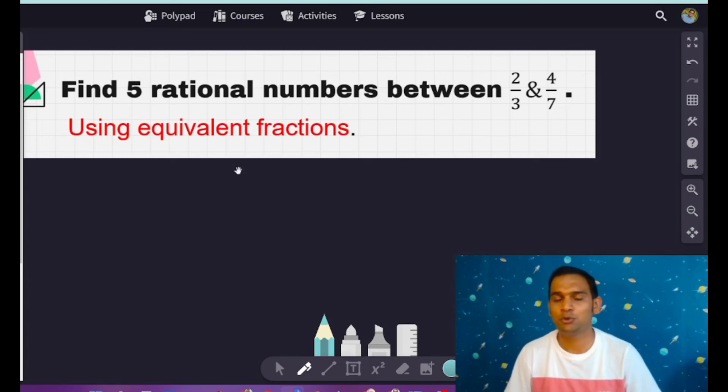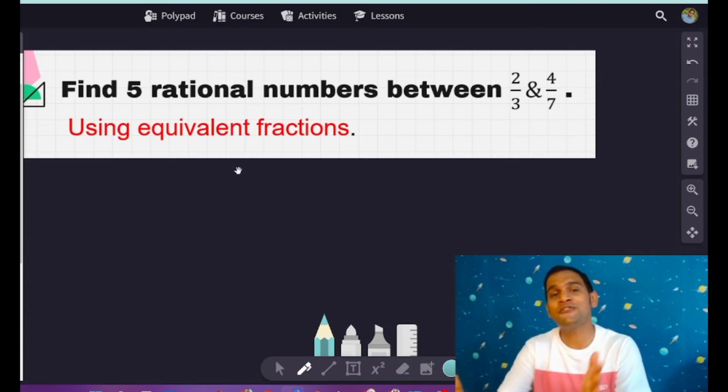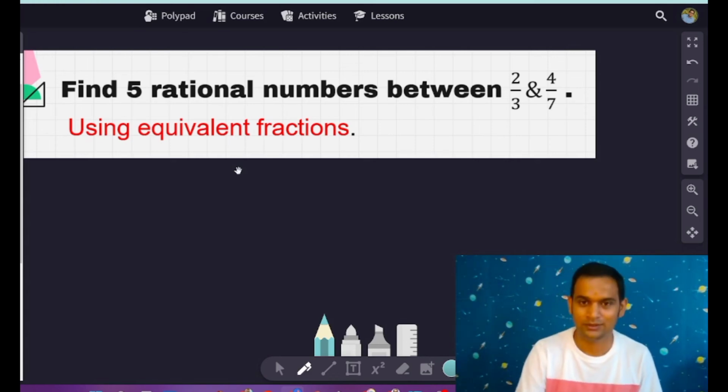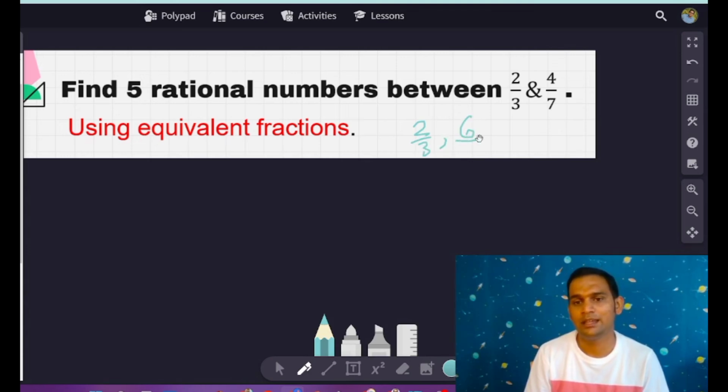What is the meaning of that? Suppose you have 2 by 3. Its equivalent fraction will be 4 by 6. Why do I say that? Because all the fractions which can be simplified to one particular fraction are called equivalent fractions. Okay, I will write an example: 2 by 3, comma 6 by 9, comma 8 by 12, and similar examples can be taken. So all of these numbers are called equivalent fractions of 2 by 3.